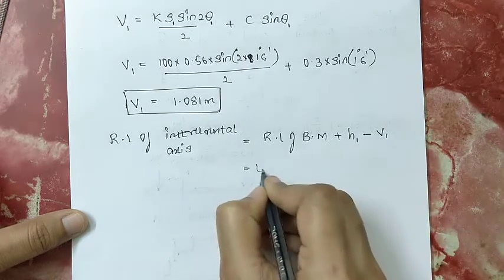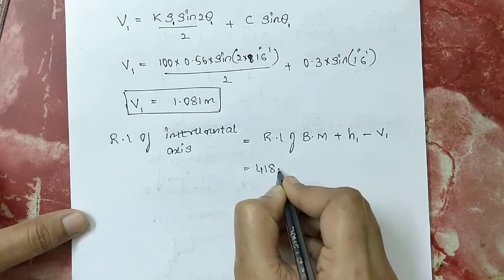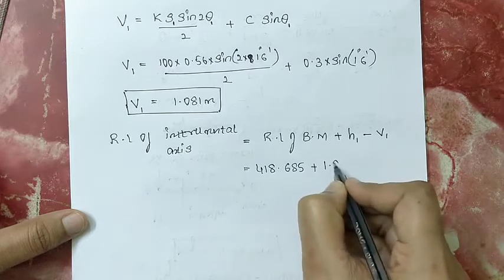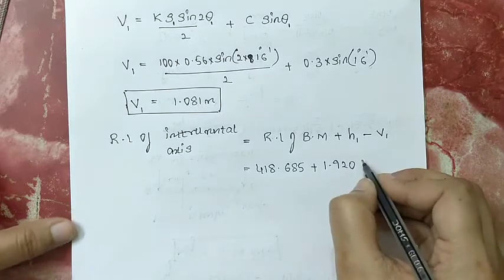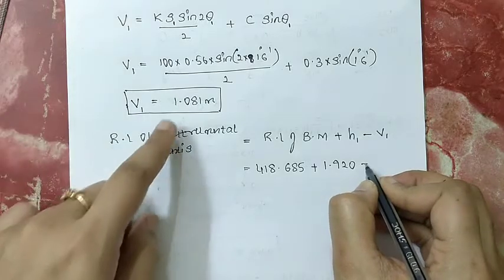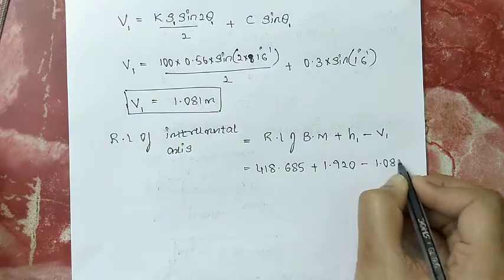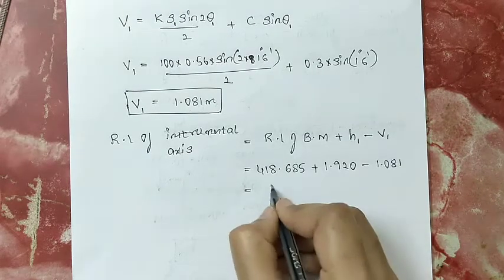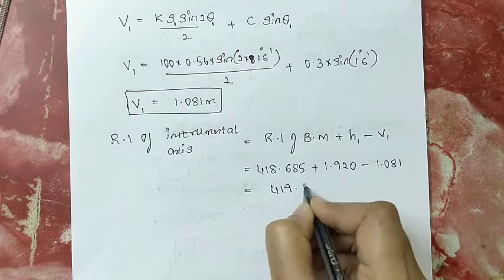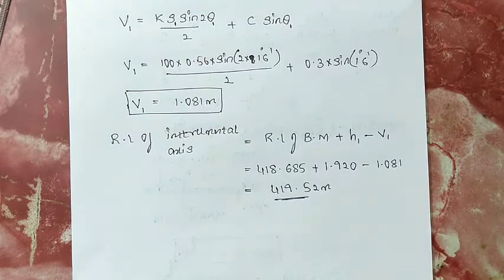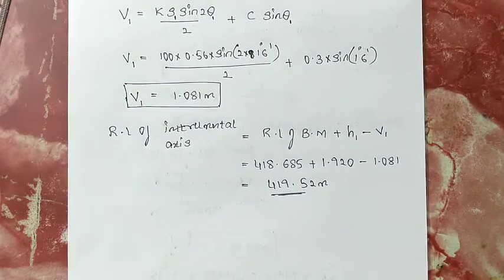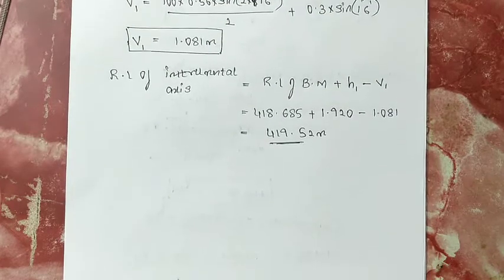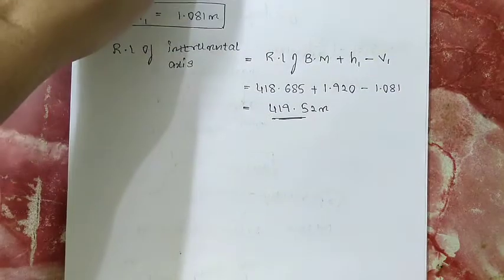Substitute the values. RL of benchmark is 418.685 plus H1 is 1.920, minus V1 you have calculated, that is 1.081. Then you will get the RL of instrumental axis as 419.52 meter. This is the RL of instrumental axis. After that, you need to calculate the RL of station B.